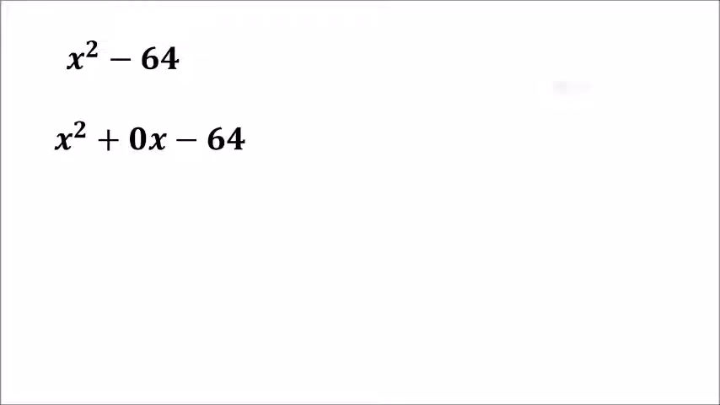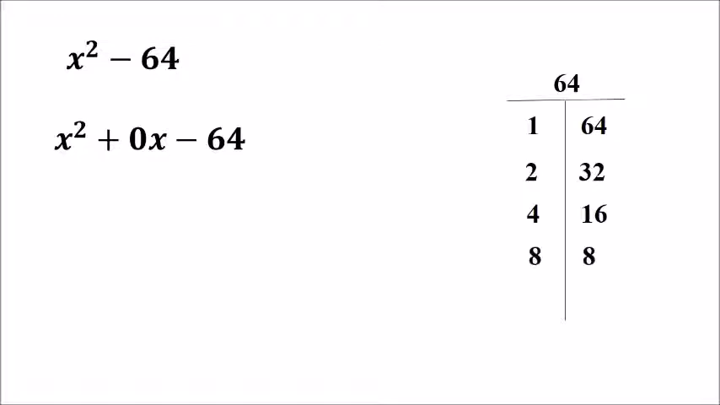We're going to make a t-chart for 64. 1 and 64. 64 divided by 2 is 32. 64 divided by 3 is a fraction. 64 divided by 4 is 16. 64 divided by 5 is a fraction. Divided by 6 is a fraction. Divided by 7 is a fraction. 64 divided by 8 is 8. And since those are the same numbers, I've met myself and I can stop.